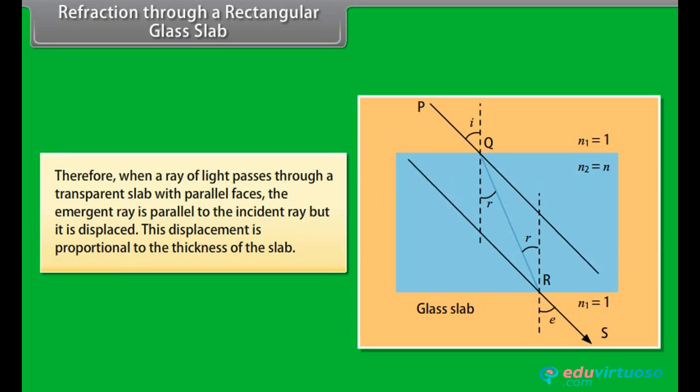Therefore, when a ray of light passes through a transparent slab with parallel faces, the emergent ray is parallel to the incident ray, but it is displaced. This displacement is proportional to the thickness of the slab.